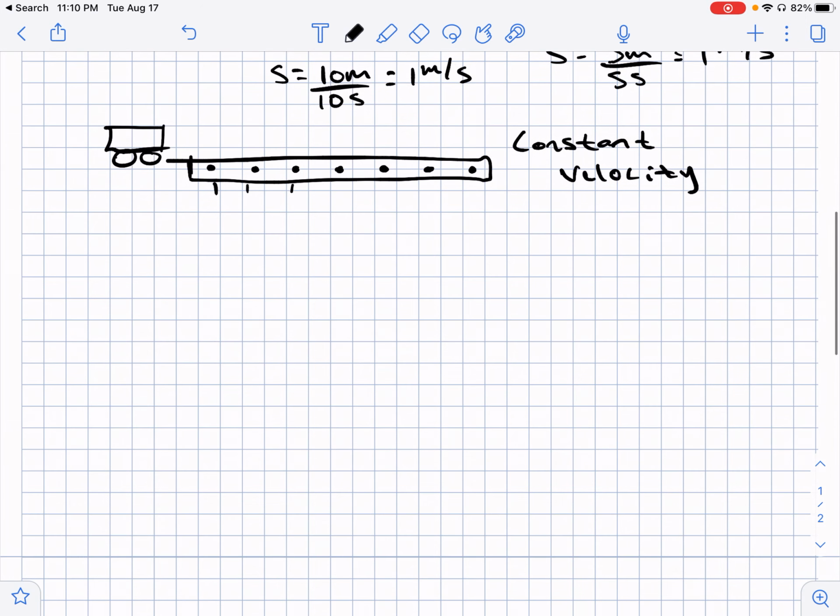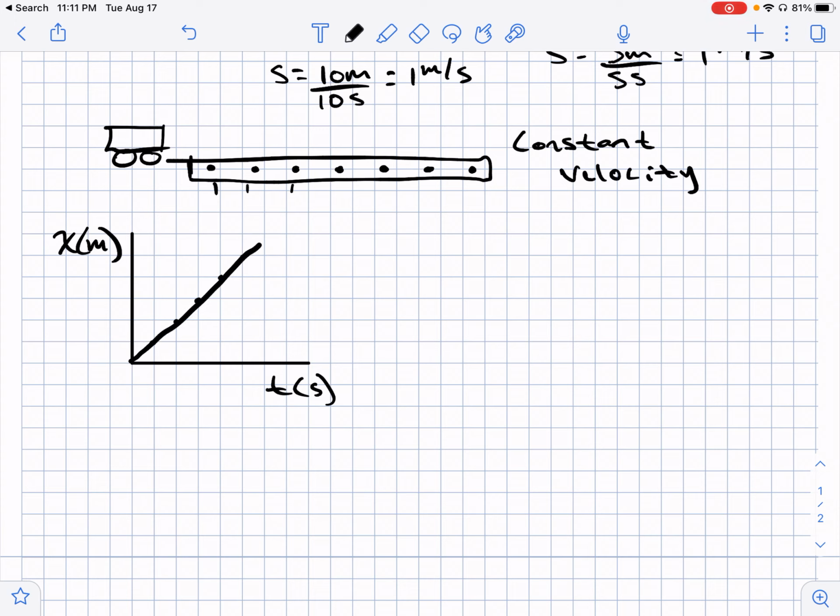Another way is with our position time graphs. Okay, we've been graphing and we've been making these position time graphs. So if we make one real quick, this would be time in seconds. This would be position here in meters. And if I was to graph some data, let's say here, here, here, here, here, and we made a best fit line, and looking at this one here, we notice that it is a linear line.